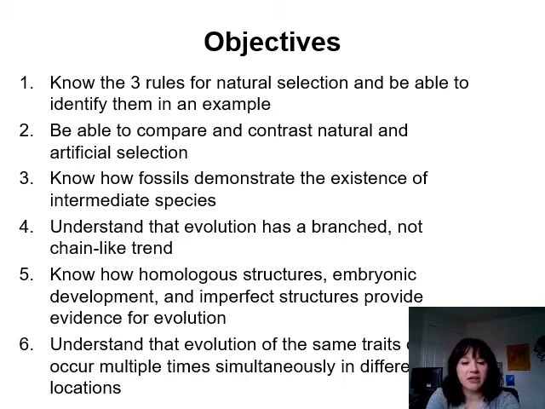Then we'll talk about some evidence for evolution, including homologous structures, embryonic development, and imperfect structures. And you should be able to understand why each of those things provide support for evolution. And then lastly, you're going to learn about something called convergent evolution and understand how it is that 2 different species can evolve on separate sides of a continent, yet still end up looking quite similar.